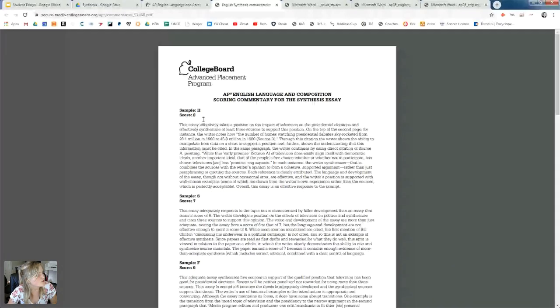So the reason for this is this essay effectively takes a position on the impact of television on the presidential election and effectively synthesizes at least 3 sources, and we saw them clearly do that in their essay. On the top of the second page, for instance, the writer notes how the number of homes watching presidential debates skyrocketed from 28.1 million to 45.8 million. So I'm not reading this whole thing, but it just shows you that's a really high scoring essay.